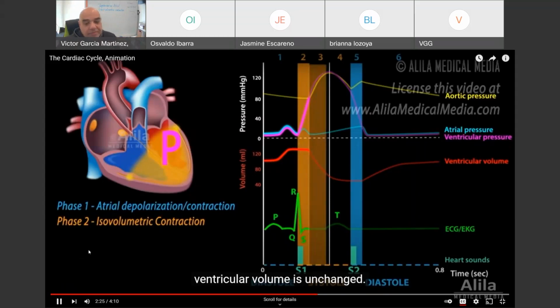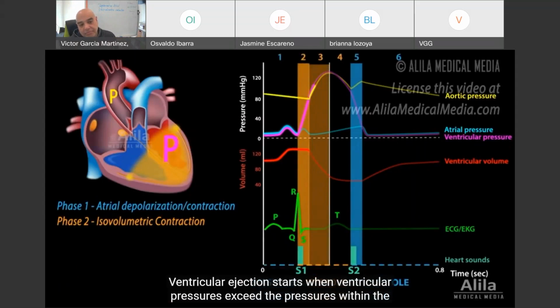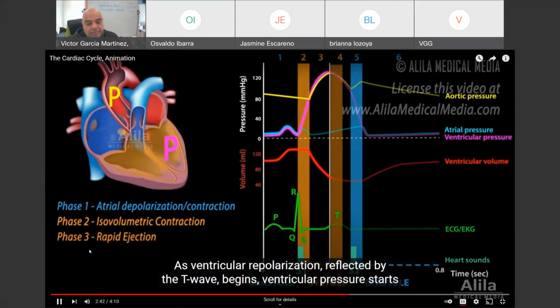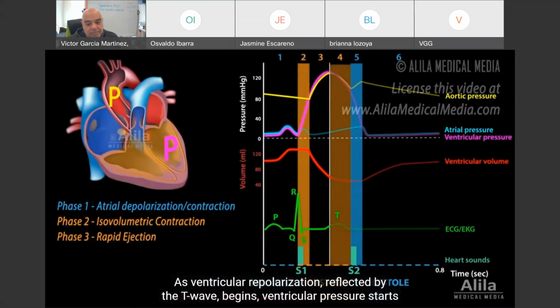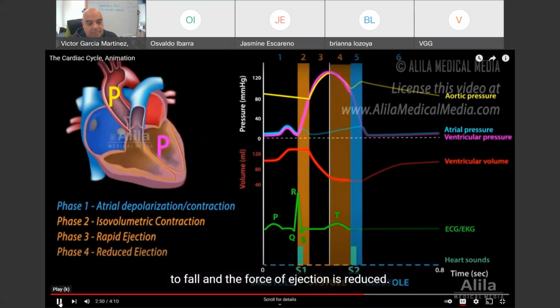Pay attention. Ventricular ejection starts when ventricular pressures exceed the pressures within the aorta and pulmonary artery. The aortic and pulmonic valves open and blood is ejected out of the ventricles. This is the rapid ejection phase. As ventricular repolarization, reflected by the T wave, begins, ventricular pressure starts to fall and the force of ejection.